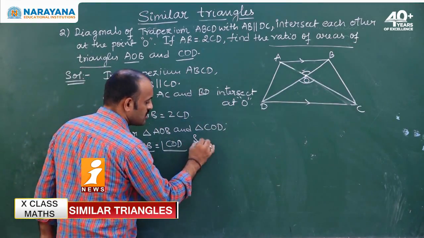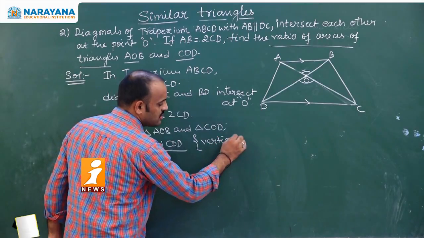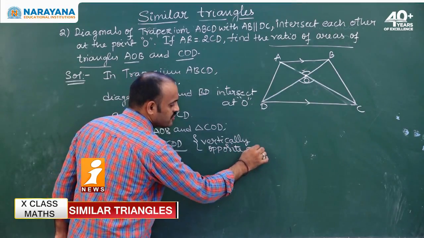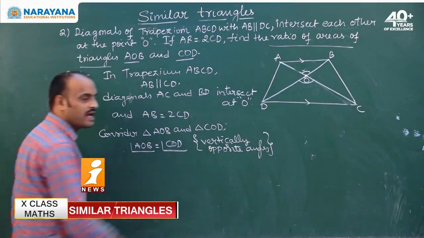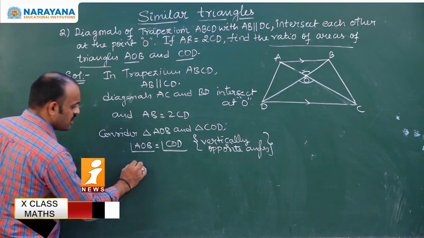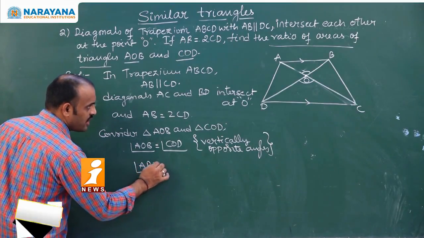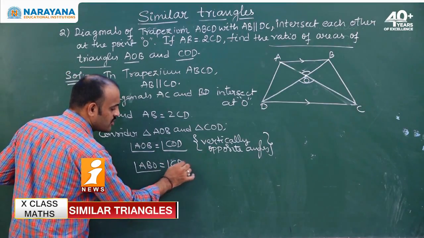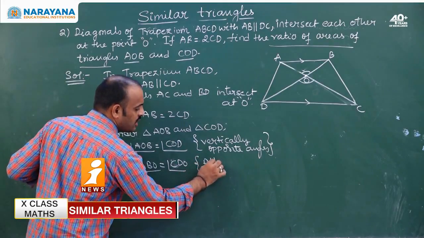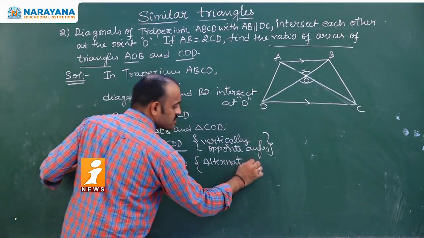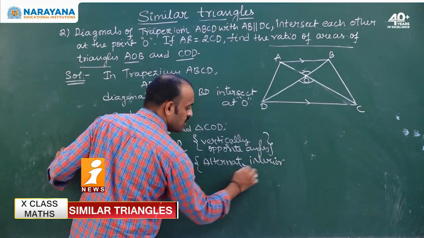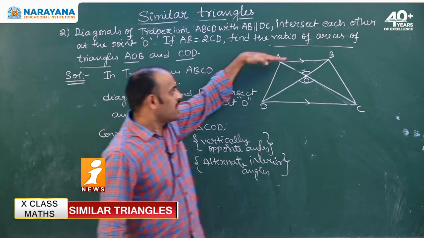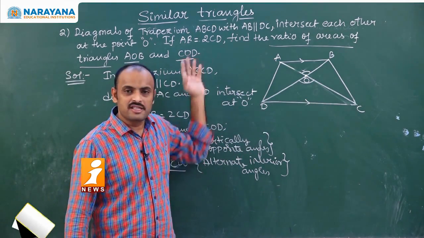The reason? Vertically opposite angles. Angle ABO is equal to angle CDO. Reason? Alternate interior angles. See that AB is parallel to CD, that is given.